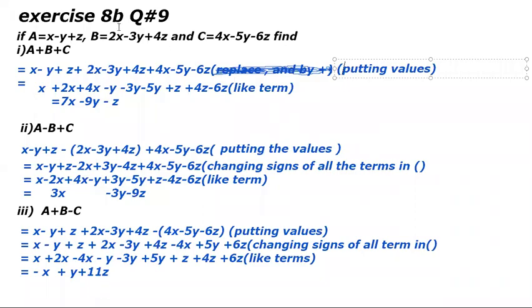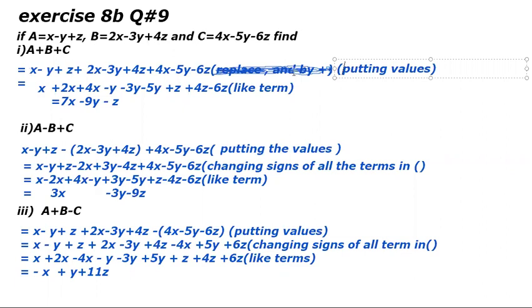Students, now we will do exercise 8b, question number 9. If A equals x minus y plus z, B equals 2x minus 3y plus 4z, and C equals 4x minus 5y minus 6z, find the first part of the question, A plus B plus C.